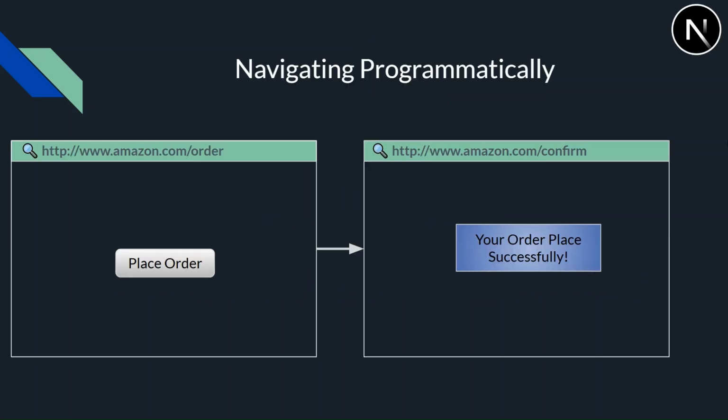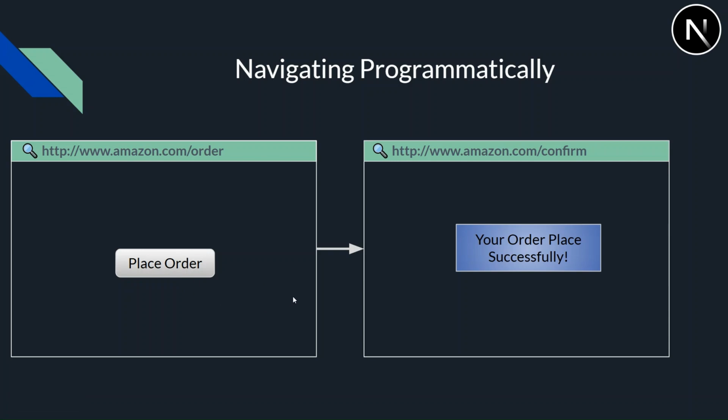Let's understand what programmatic navigation means. For example, say you are shopping on Amazon.com and you place an order by clicking a button. Here you can see we have localhost, Amazon.com, and an order page, and inside that we have a button. When you click on the place order button, it will redirect you to the confirmation page showing that your order was placed successfully. So you can see that when you click on this particular button, it programmatically navigates from the order page to the confirmation page.